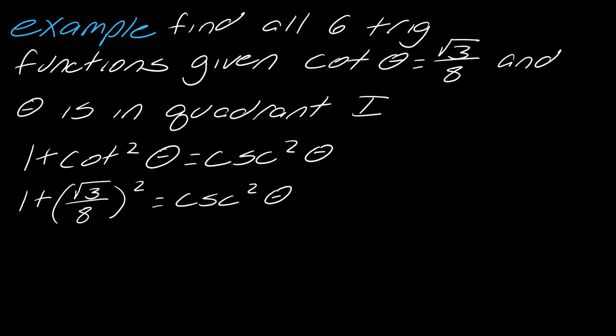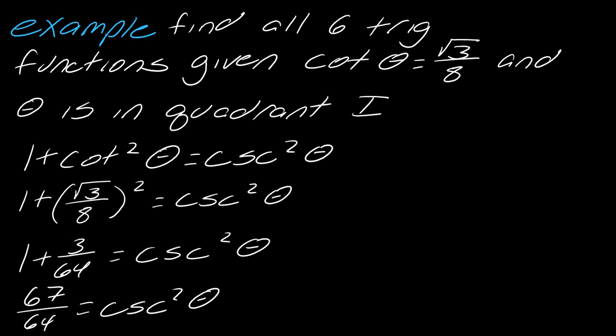And so now I can just plug in that information, right? So I've got square root of 3/8 now in place of the cotangent squared. And so if I work this all out, so I have 1 plus 3/64, and then that comes out to 67/64 equals cosecant squared theta.